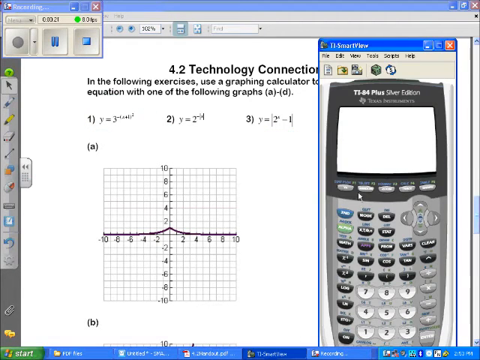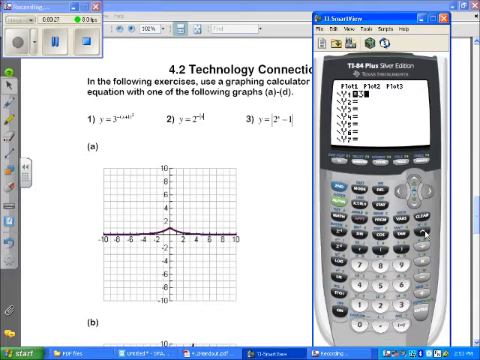Okay, so if I go ahead and plug it in, I have y is equal to 3 to the negative. Make sure we hit the negative. You hit the negative down here on the bottom, not the minus on the side. Negative, parentheses, x plus 1 squared.